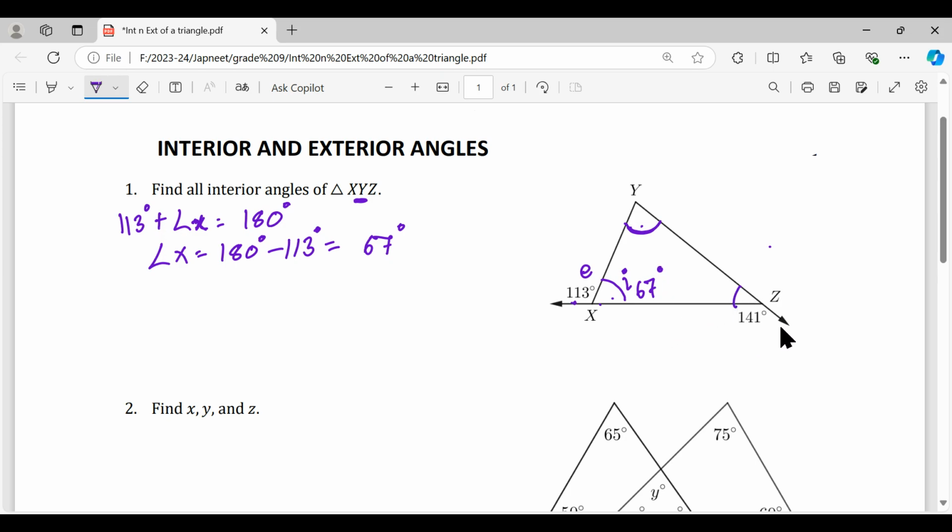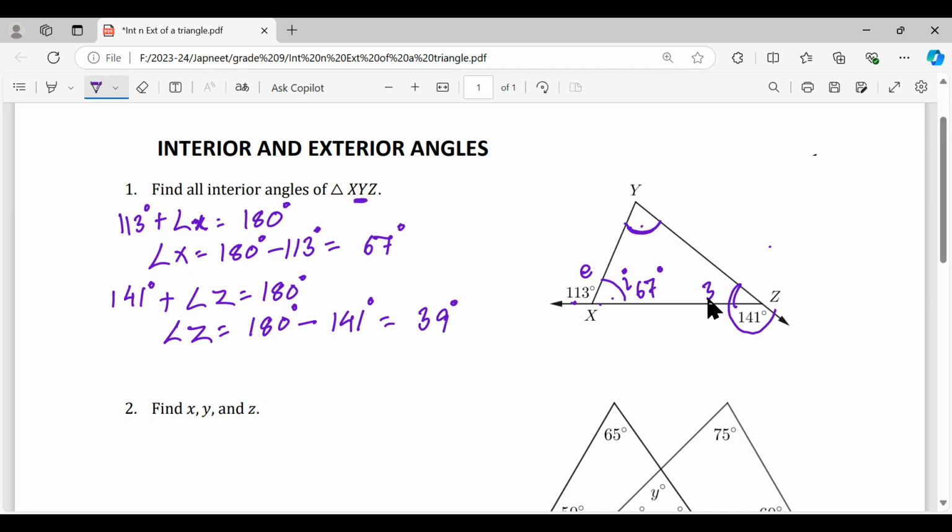And now here, again you have a linear pair of angles. See, two angles on the straight line. So we call them a linear pair of angles. And the sum of a linear pair of angles is always 180 degrees. So you can write here 141 degrees plus angle Z equals 180 degrees. So angle Z equals 180 degrees minus 141 degrees, and that will give you 39 degrees.